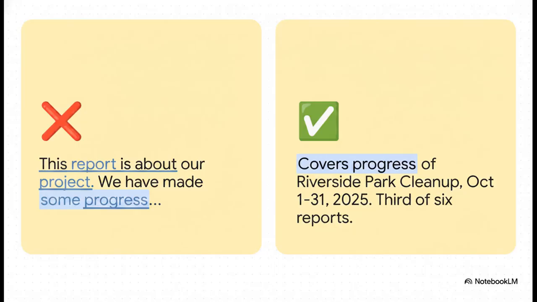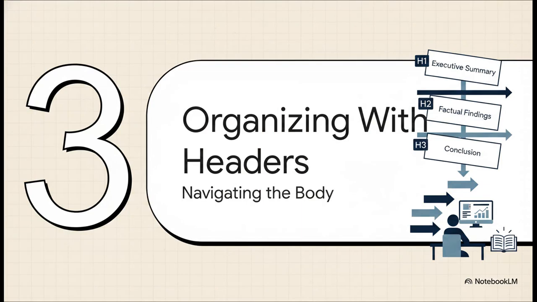And this brilliantly illustrates the difference that scope and specificity can make. Look at a typical vague intro that just says, "This report is about our project." That offers literally zero value to a busy reader. Now compare that to a clear intro that provides the exact project name, specific dates, the core goal, and the organizational context, like explicitly noting it's the third of 6 scheduled reports. A reader picking this up for the first time is instantly oriented. They know exactly where they are. Let's jump into Section 3, organizing with strong headers, which is all about navigating the body of your document.